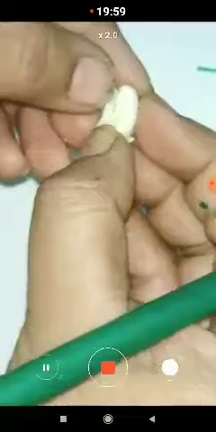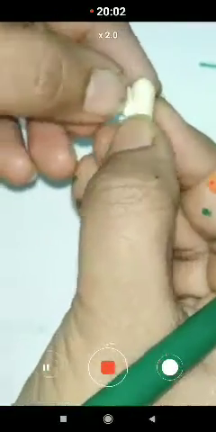So here you can observe, this is the seed coat. Here you see, already the small outgrowth you can observe coming out from the seed. So this is the future root.